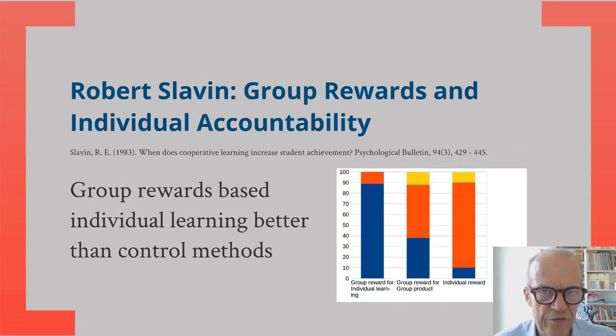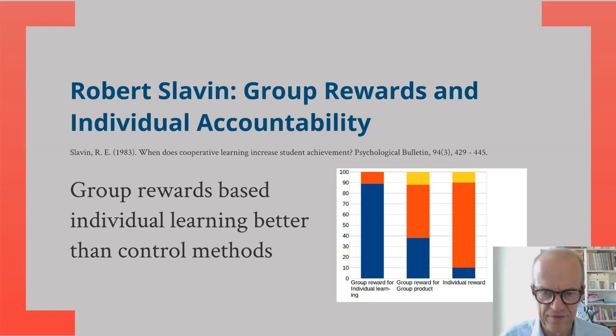Now, a few words about Slavin and his, again, seminal work, I think, on the influence of rewards for groups or rewards for individuals within the group and the effects on the group performance. When does cooperative learning increase student achievement? That is the major question of his research, which was done back in the 80s of the last century. Perhaps I can try to summarize the major findings of Slavin. They have been confirmed by other research, and basically, group rewards based on individual learning lead to better outcomes than control methods.